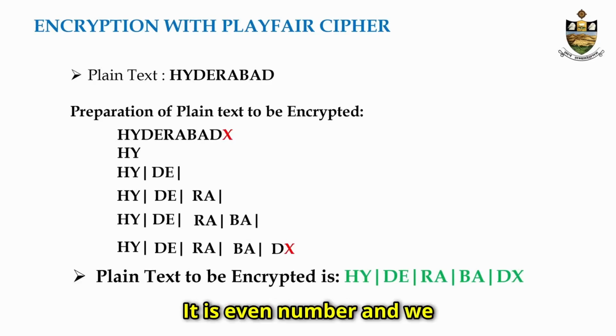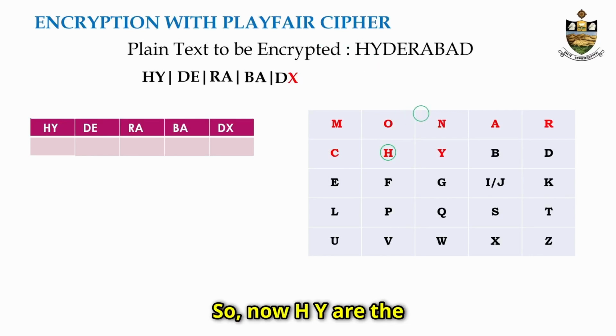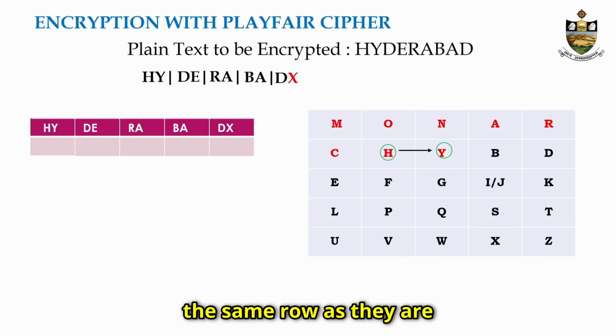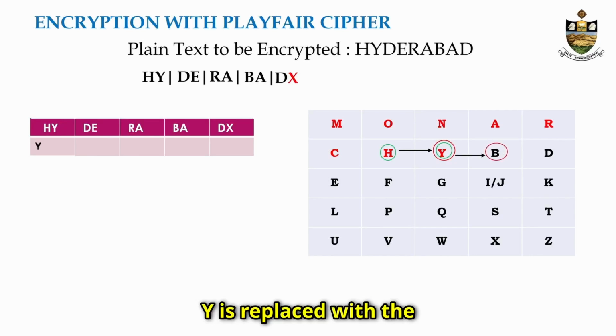It is an even number of letters. So now we have to encrypt each pair of letters one by one. The first pair of letters is HY, the letters circled with the green mark. HY fall in the same row. As they are in the same row, H is replaced by the letter on its right side. So that means H is replaced with Y. What about Y? Y is replaced with the letter B, which is to the right of Y in the matrix.